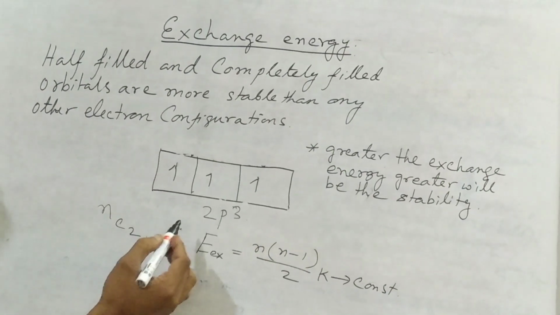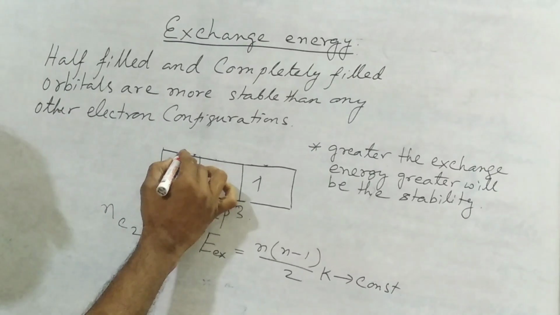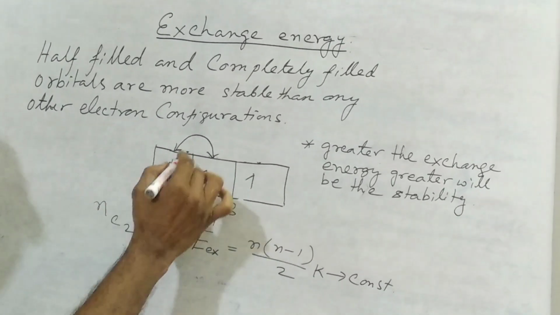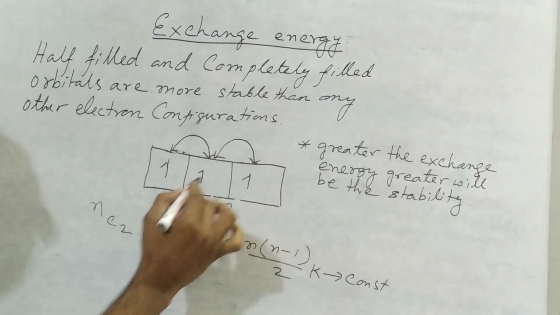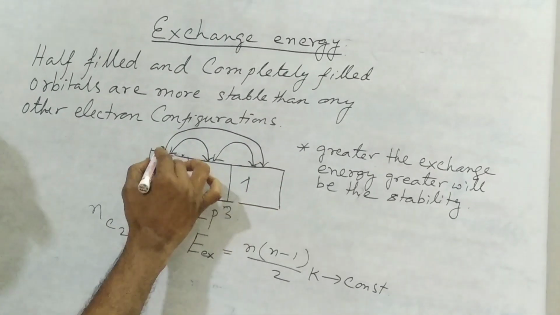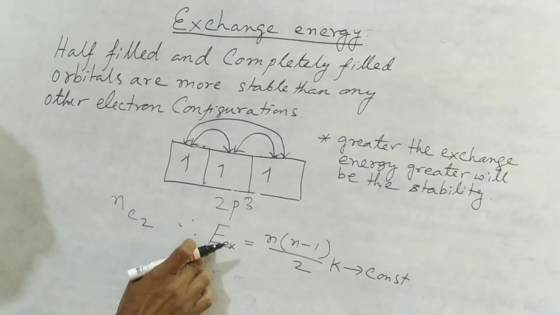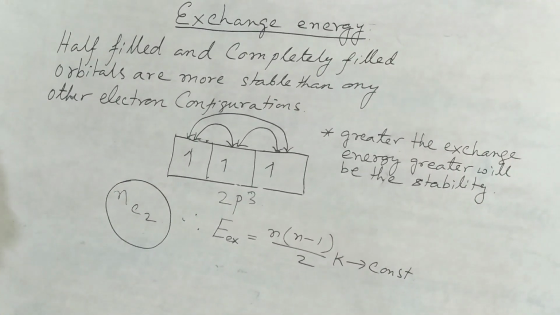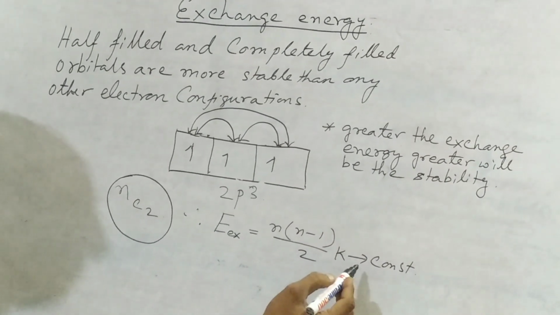You see, I have drawn a configuration 2p3. There could be exchange between these two electrons, one exchange. There could be exchange between these two electrons, two exchange, and there could also be exchange between these two electrons. So there are a total of 3 exchanges. And now the formula of exchange energy Ex is based on the combination rule nC2, and is given by n into n minus 1 by 2 k, where k is a constant.